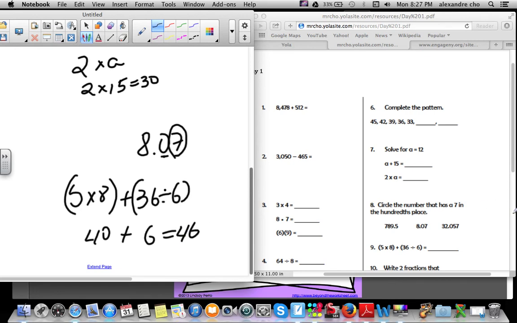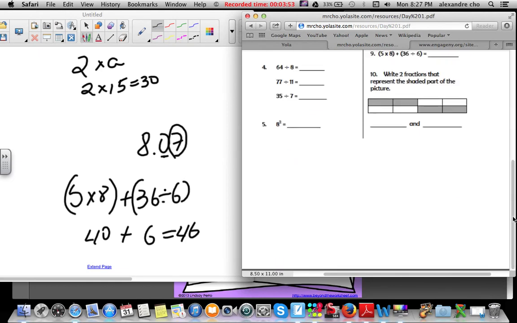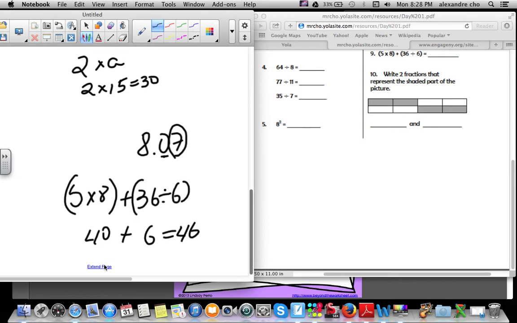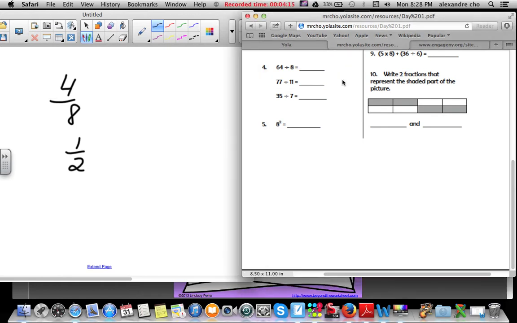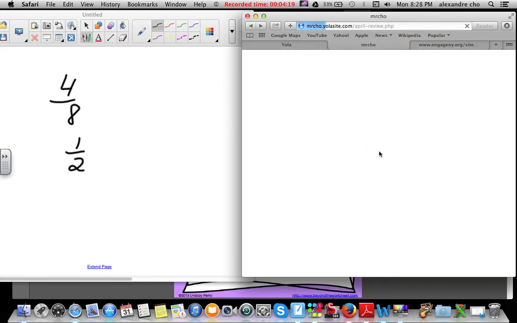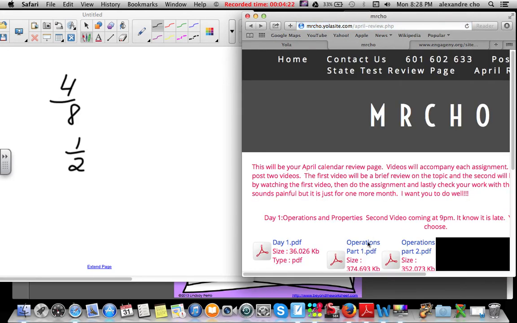And then at the bottom here it says write 2 fractions that represent the shaded part of the picture. There's 2 fractions you can say. Let me lower that over here. It's out of 8, so you can say 4 over 8 is shaded, or another way of saying 4 over 8 is a half. Okay, so that was the first part. Very, very easy, and again, it just gets you going.